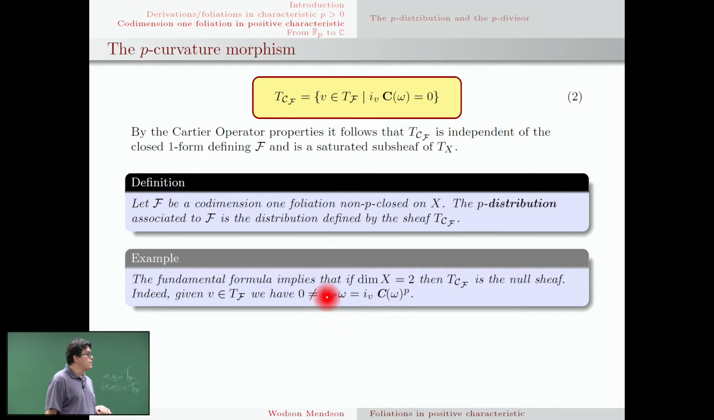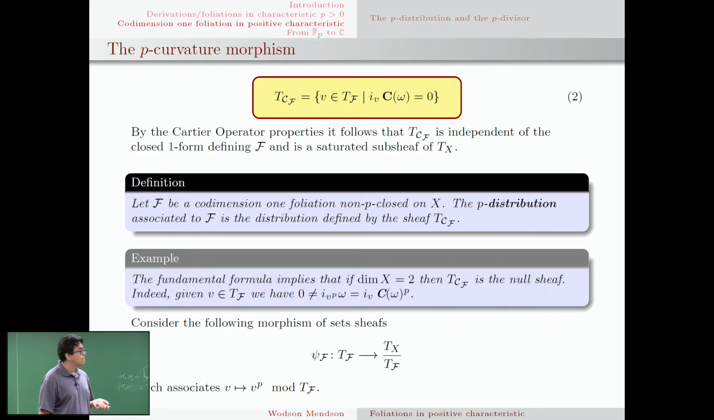The fundamental formula implies that in dimension 2, we don't have this subshift. Because for every vector field that is tangent to the foliation, we have this. This is not zero, but the tangent shift has rank 1. But this is just a disk by the fundamental formula, so this is not zero. So we consider this morphism of sheaves, which associates V to V^p.